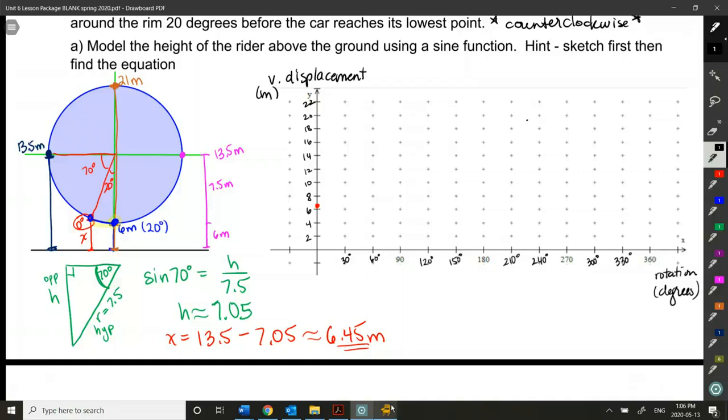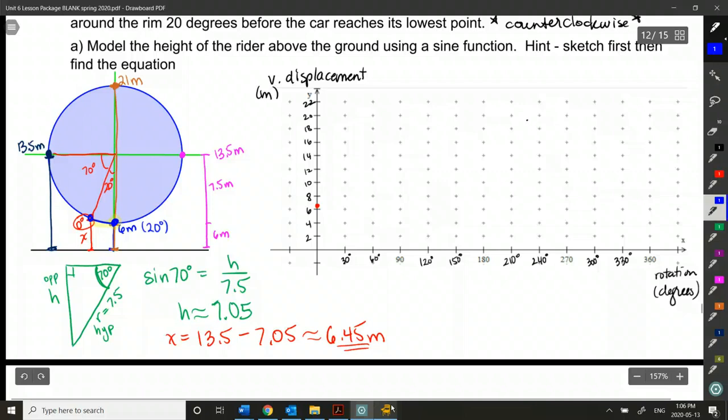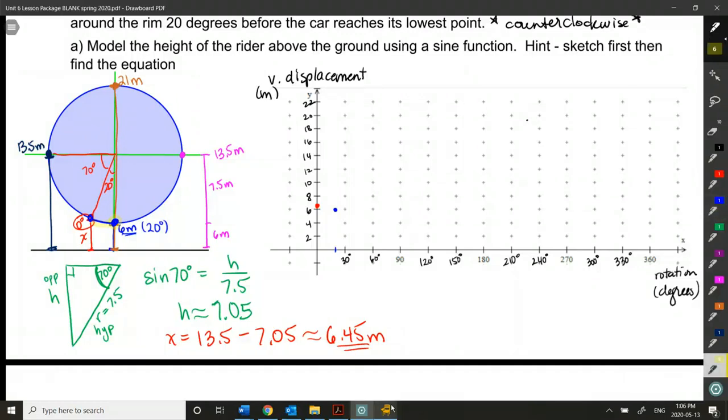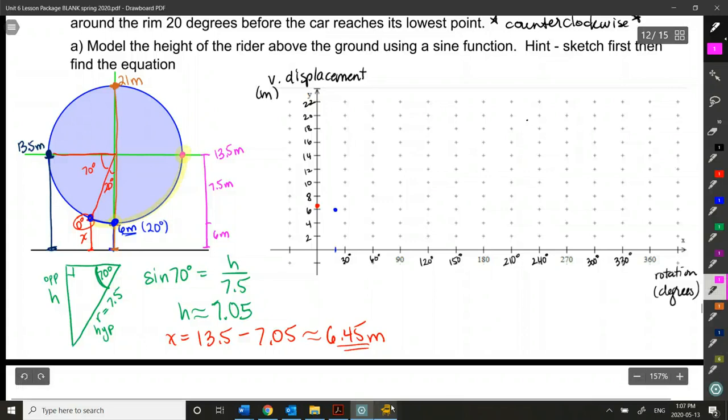We'll just mark those off here. That means that 20 degrees is probably about like here. So that's going to be our 20, and we're at 6 meters above the ground. Okay, so we already kind of figured that out. The drawing is key here because that's really going to help you visualize where your cart is as it rotates around here.